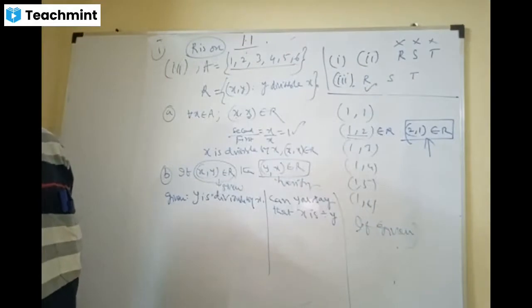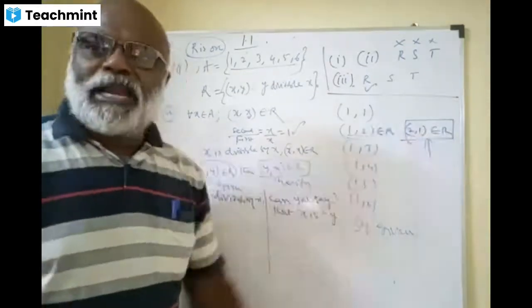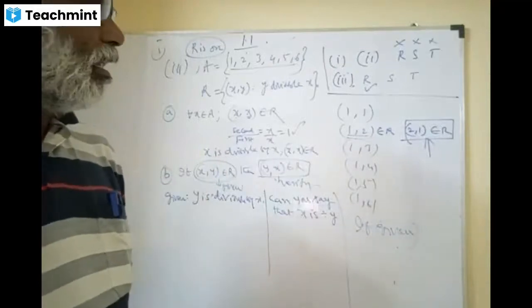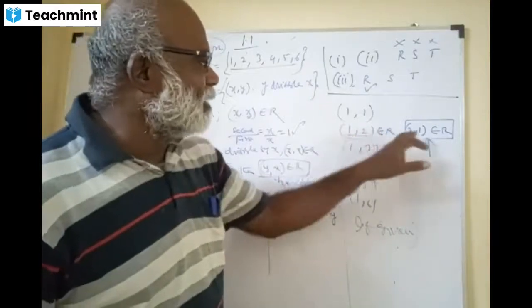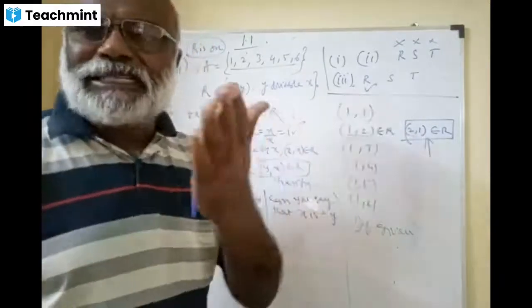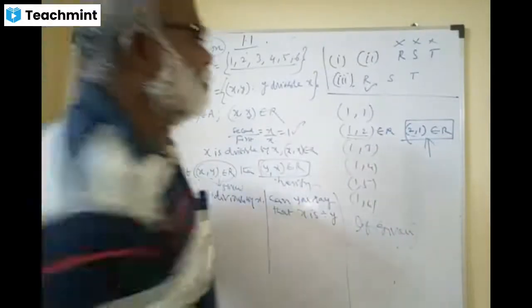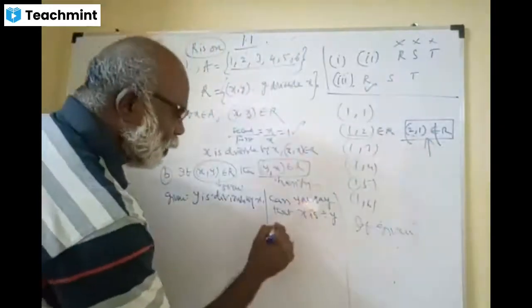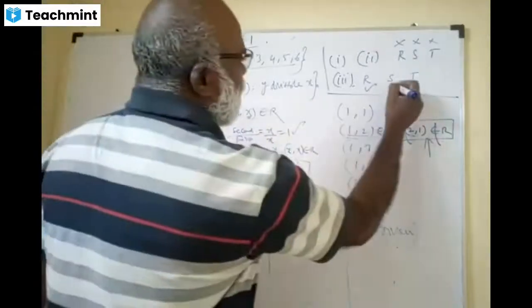Siddharth, are you there in the class? Can you say (2, 1) belongs to R? One of you say yes or no. (1, 2) belongs to R, since 2 is divisible by 1. Can you say 1 is divisible by 2? I'm asking a question. No, sir. No, it is not. So, no, right? That means it is not symmetric.